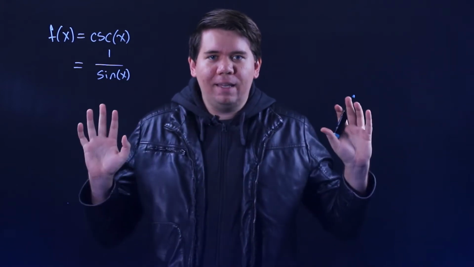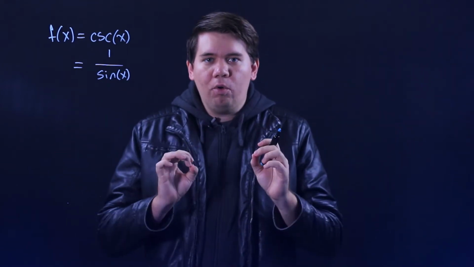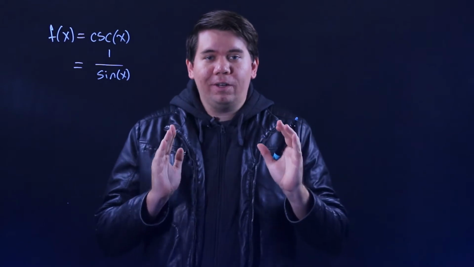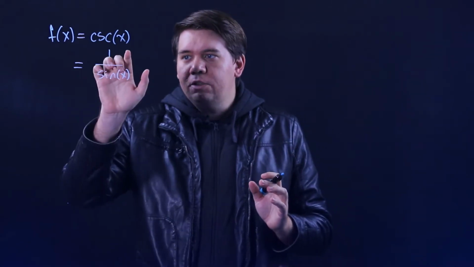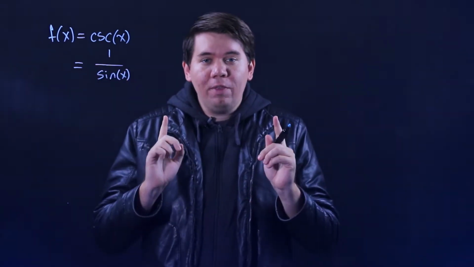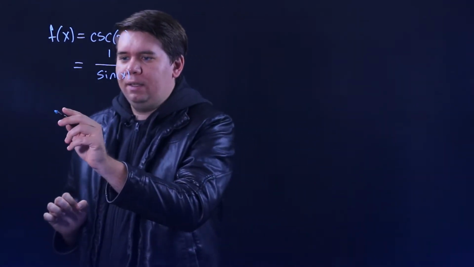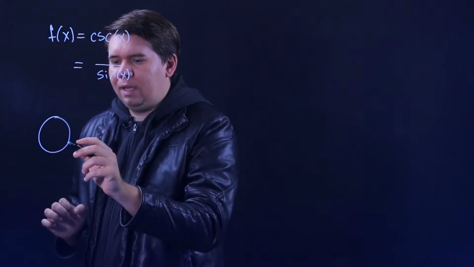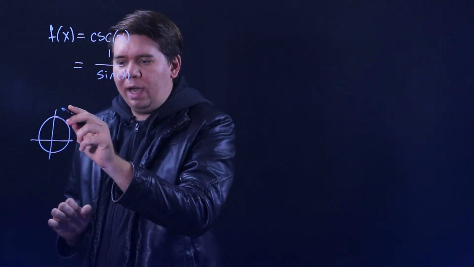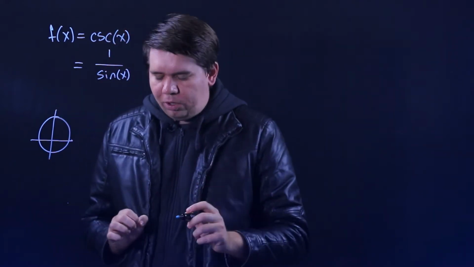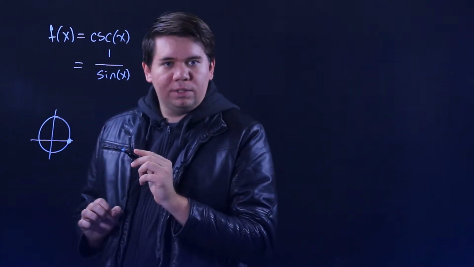You can say, where are the bad things going to happen? Where might I have holes or jumps or vertical asymptotes? And because it's 1 over something, you know that bad behavior will happen where the bottom is equal to 0. So let's go back and try to recall sine. Sine on your unit circle is just the y coordinate. And that will be 0 at angle 0.